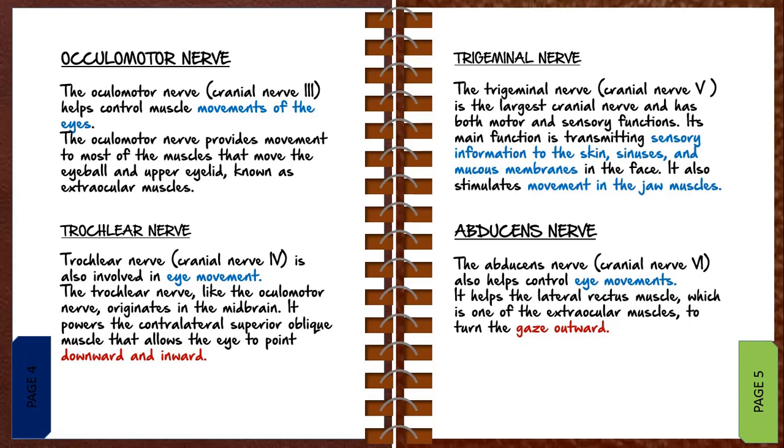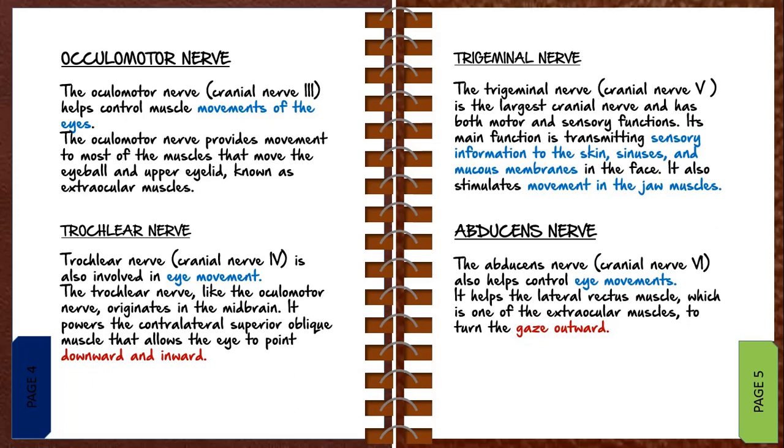Now let's move on to the trigeminal nerve. Trigeminal nerve is also known as cranial nerve 5. It is the largest cranial nerve and has both motor and sensory function. This is the first nerve which we are seeing with both motor and sensory function. Its main function is transmitting sensory information to skin, sinuses, and mucous membranes in the face. It also stimulates movements in the jaw muscles. So, this is from sensory and motor modalities. Trigeminal nerve is the largest cranial nerve.